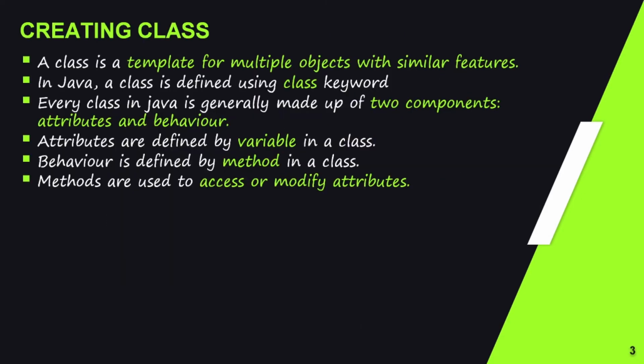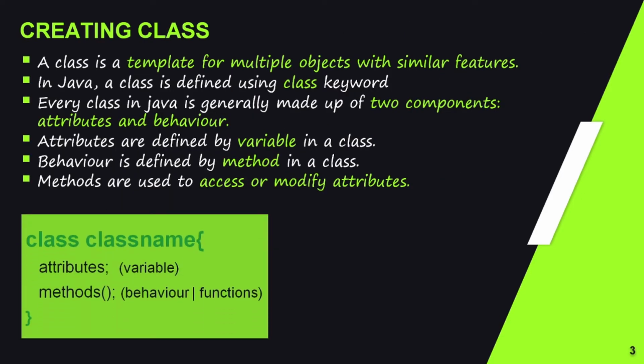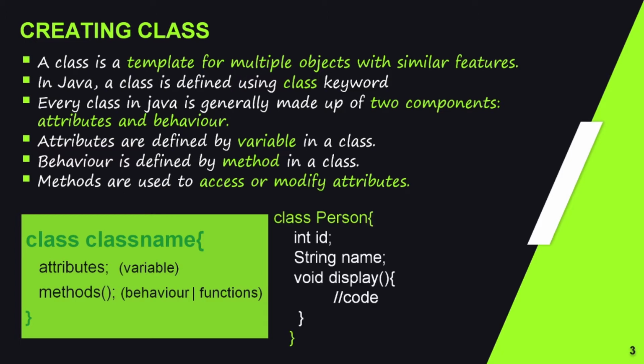Now we will see how to create a class. Defining a class is pretty easy. In Java, a class is defined with class keyword and then you have to write your own class name. Every class you write in Java has two basic features that are attribute and behavior. For example, I am creating a person class with the attribute ID and name and method as display.